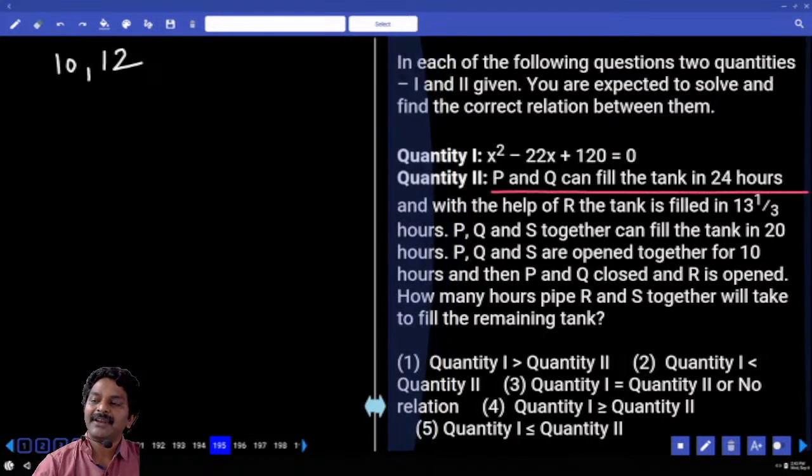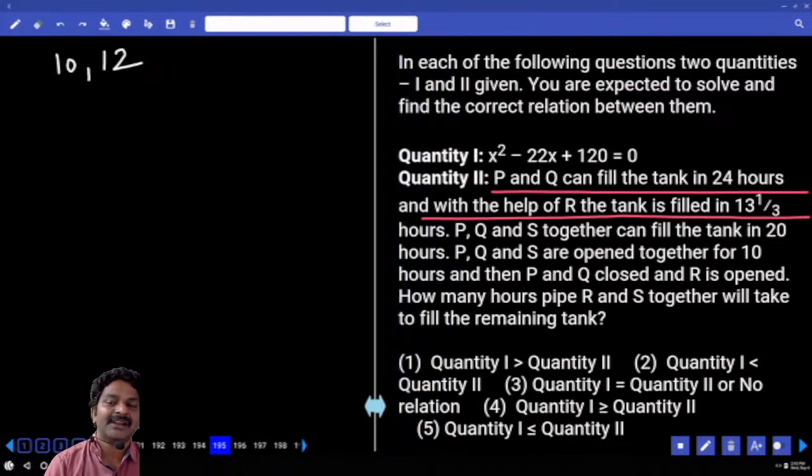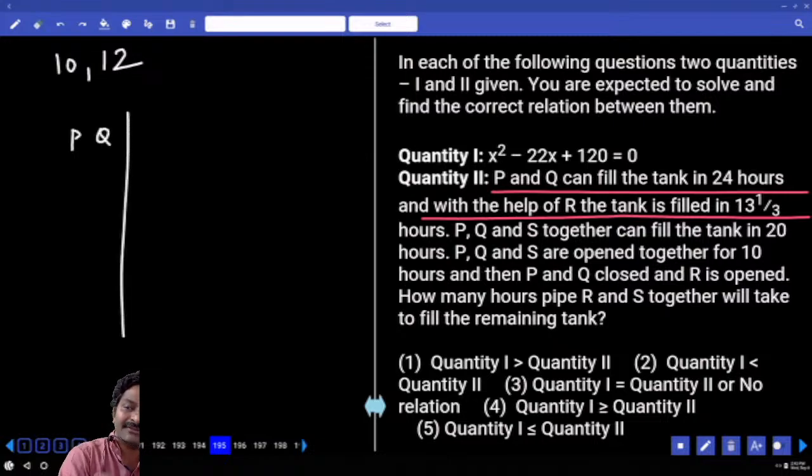P and Q can fill a tank in 24 hours. With the help of R, the tank is filled in 13 1/3 hours. P and Q can fill a tank in 24 hours. With the help of R, they are saying, that is PQR 13 1/3, that can be written as 40/3.